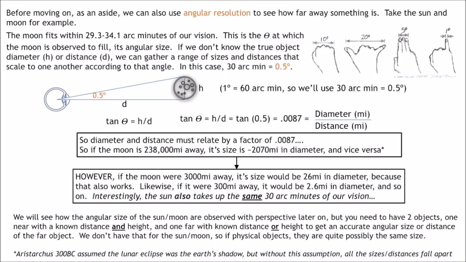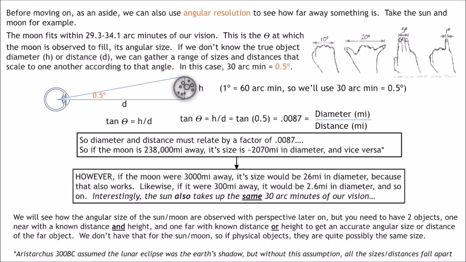However, if the moon were 3,000 miles away, its size would be 26 miles in diameter, because that also works. It's the same ratio. Likewise, if it were 300 miles away, it would be 2.6 miles in diameter, and so on. Interestingly, and I think of importance, the sun also takes up the same 30 arc minutes of vision in the sky. And so it too could also represent the same exact sizes.